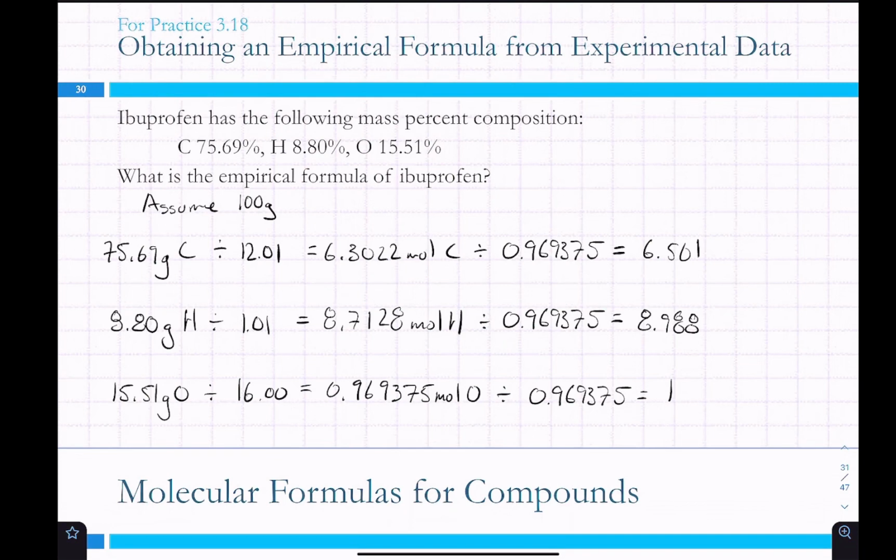So how do we deal with that 6.5? Because it's not a whole number and we can't have half an atom. This is not nuclear chemistry. So, yeah, multiply by 2, right? Because 1/2 would be 0.5, but we have to multiply all of these by 2. So multiply everything by 2 and we get 13 carbon. We get 18 hydrogen. And we get 2 oxygens.